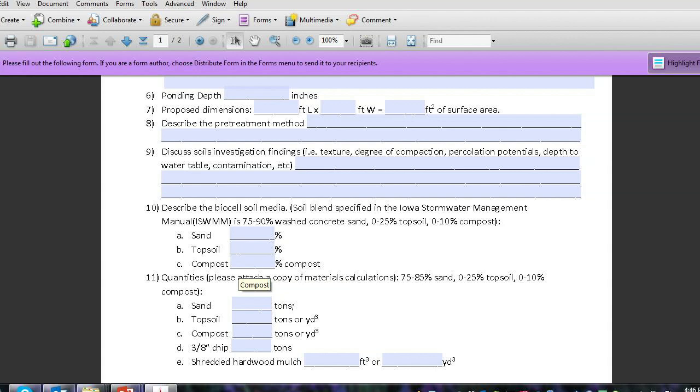Then they want you to list the proposed dimensions, describe the pre-treatment method, and we've talked about how important that is. Discuss your soils investigations, and then the other factors that go into sizing it: your blend of sand mix, your amended soil mix of sand, topsoil, and compost, and then the quantities you've calculated for that practice.